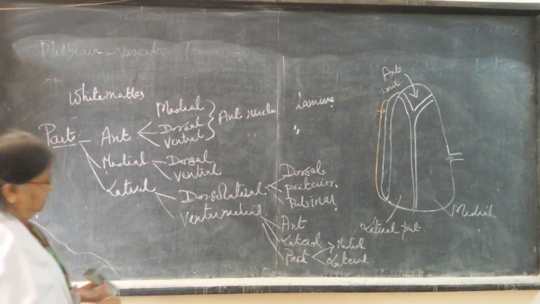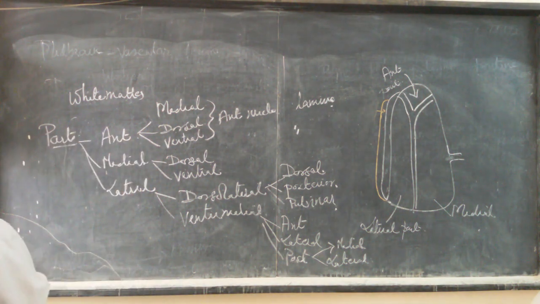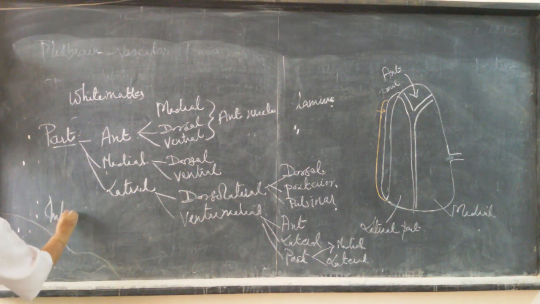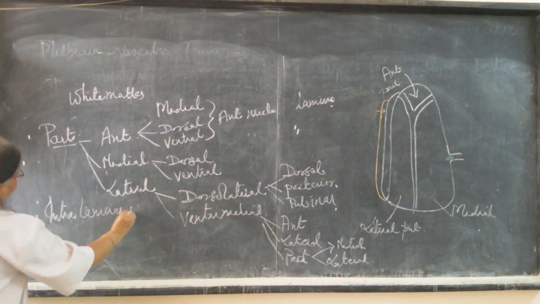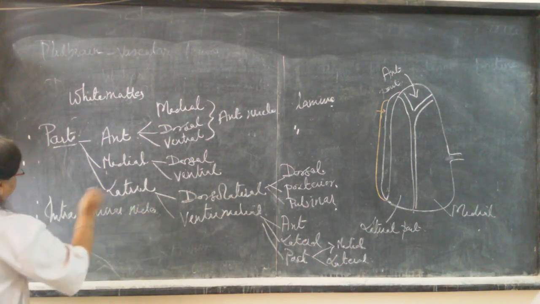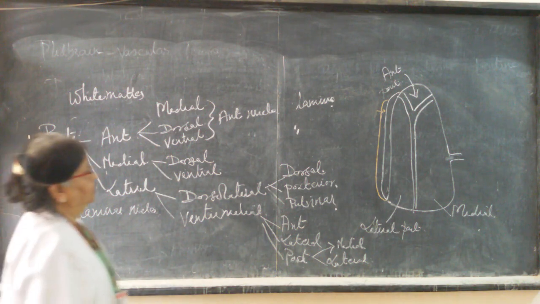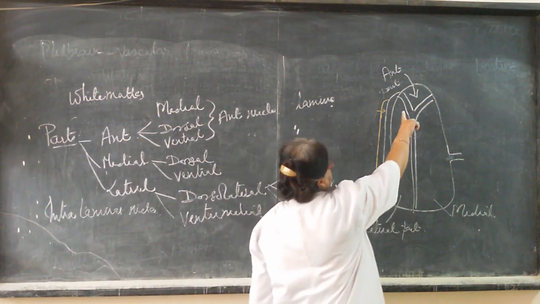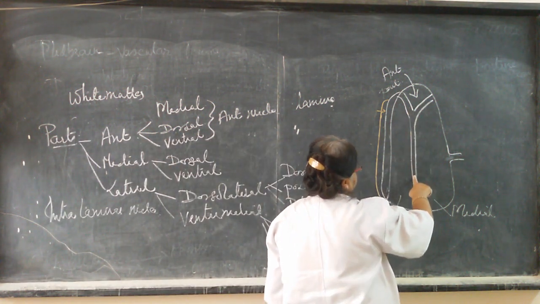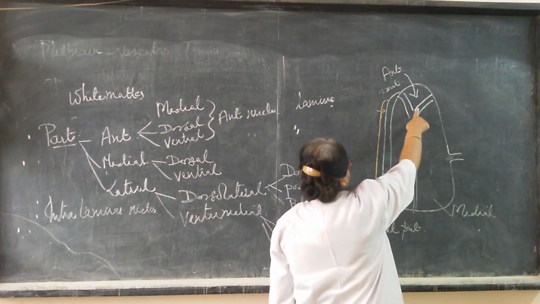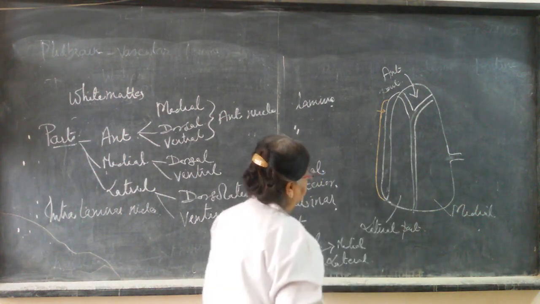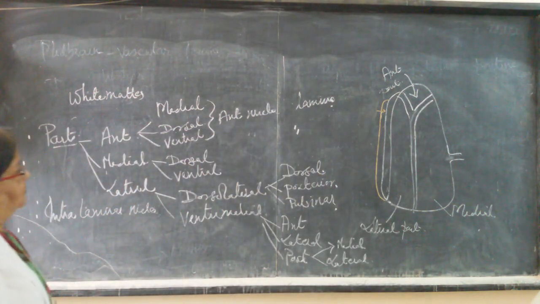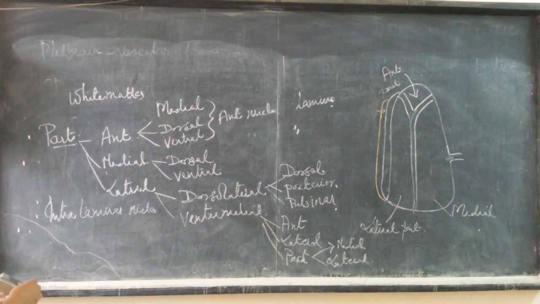Besides these nuclei, we also get the intralaminar nuclei. Intralaminar nuclei are present in the internal medullary lamina. They are the masses of grey matter present in the internal medullary lamina.